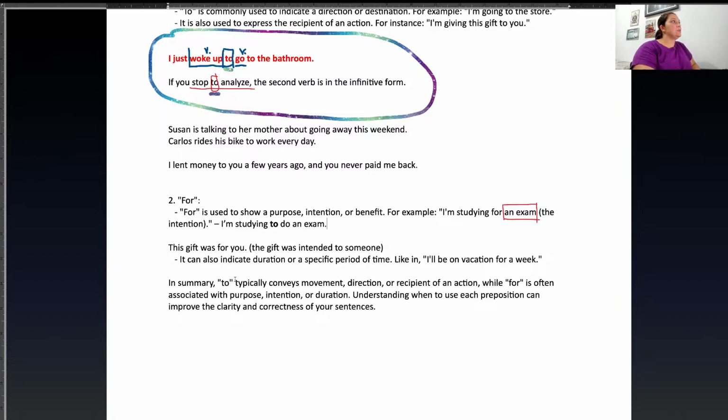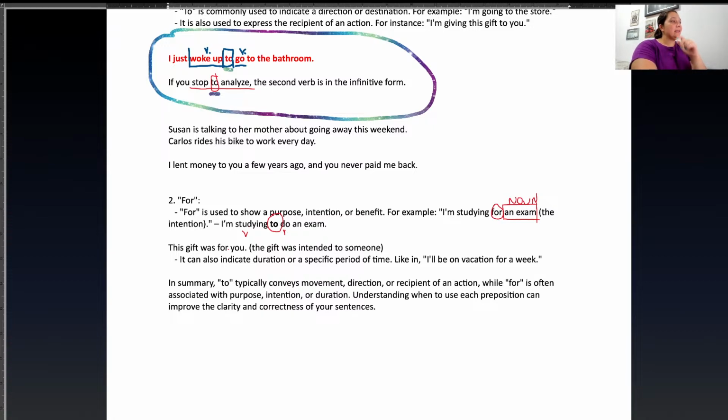Okay, so study is a verb, do is a verb. So what do we do? We add to. Exam is a noun. É um substantivo. So we can use for, porque eu estou intencionando a minha ação, tá certo? Qual que é a minha intenção de estudar? Para um exame. Por que eu estou estudando? I'm studying to do. Eu estou estudando para fazer um exame.